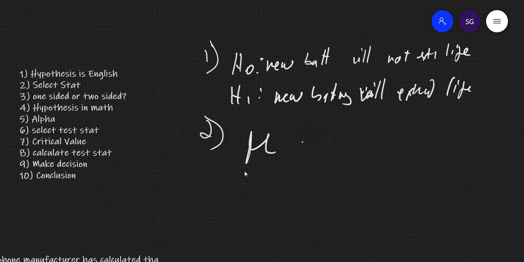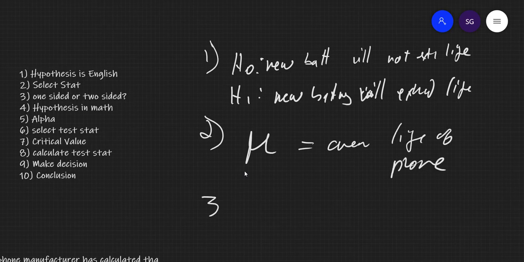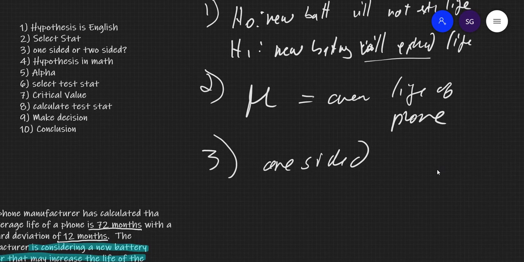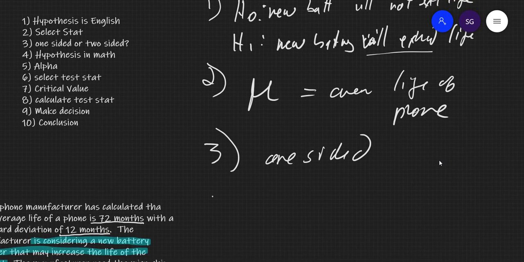Okay, great. Number two, select a statistic. We're going to do mu because this is the average life of the phone. Number three, is this one-sided or two-sided? Well, will extend is greater than, right? So this is going to be a one-sided test. And number four is hypothesis in math.